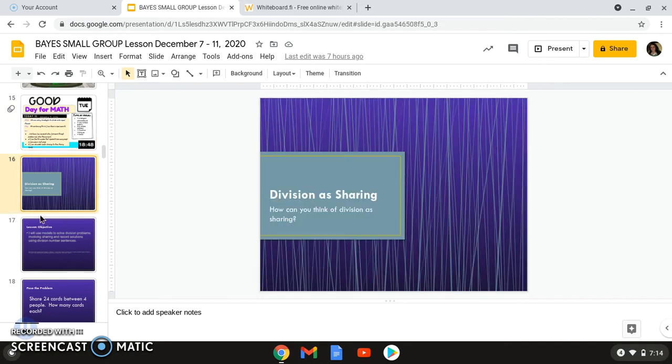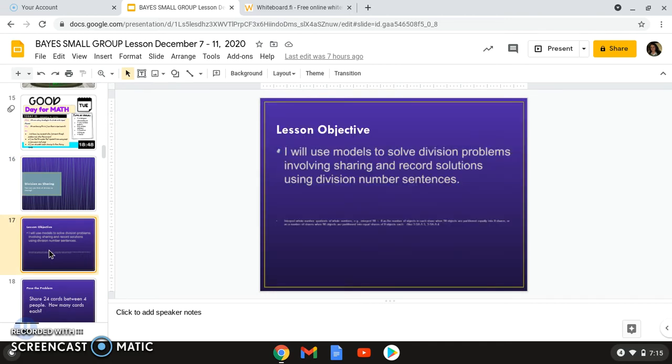Our learning objective for today, and the focus question I want you to think about, is how can you think of division as sharing? We're going to be using models to solve problems involving sharing and record solutions using division number sentences. When we're talking about number sentences, it's going to have a number, an operation sign, and an equal sign to show the quotient for a division problem.